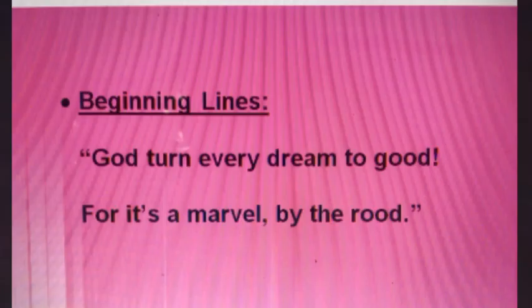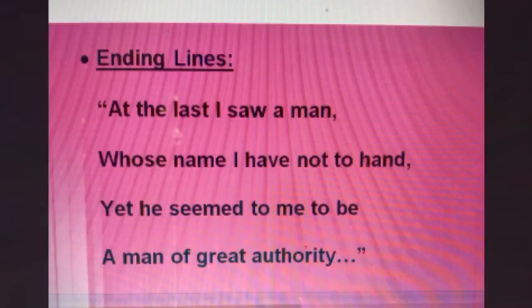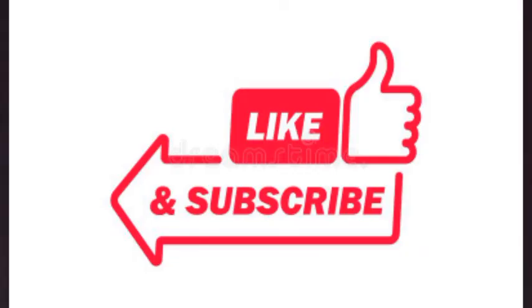The last lines, you see how the poem begins and how the poem ends. It begins with the lines: God turn every dream to good, for it is a marvel by the rude. And the poem ends with the lines: At the last, I saw a man whose name I have not to hand, yet he seemed to me to be a man of great authority. Then you can see some dots. That means it is unfinished.